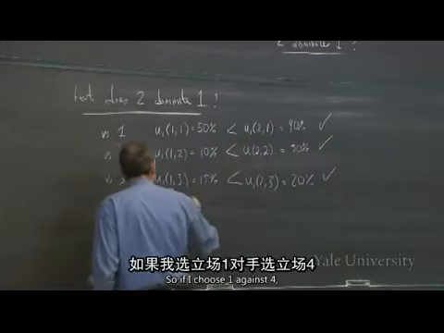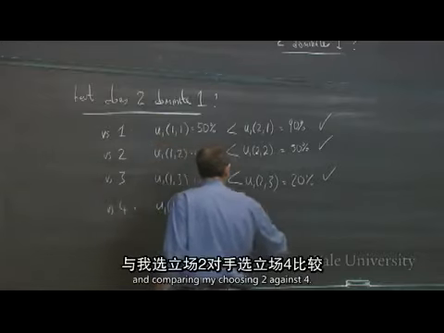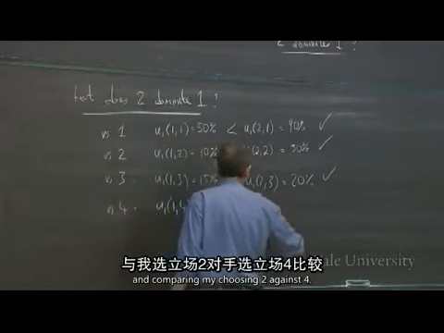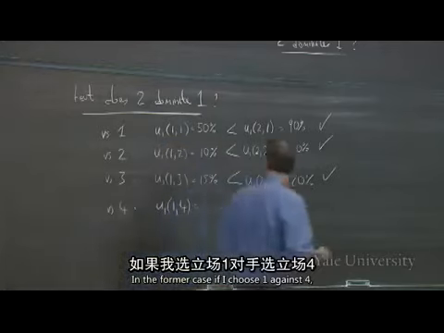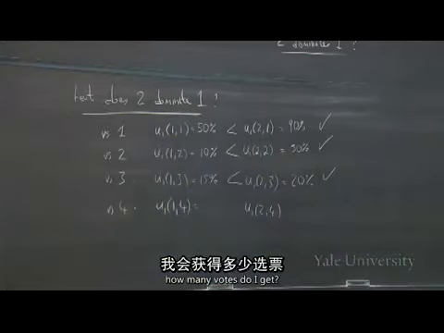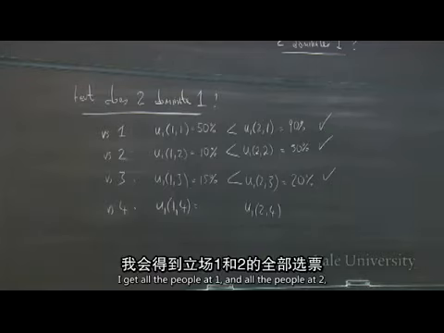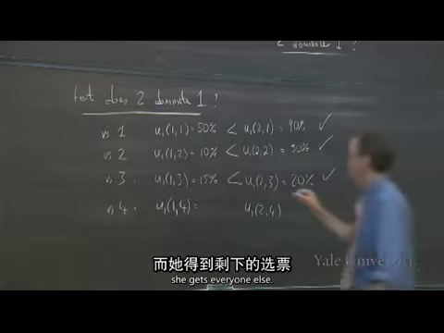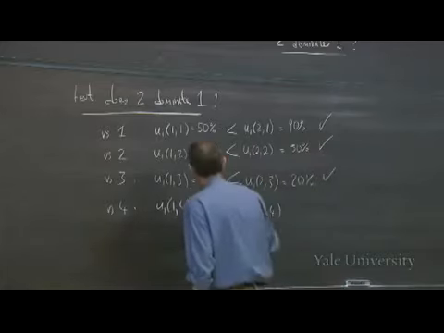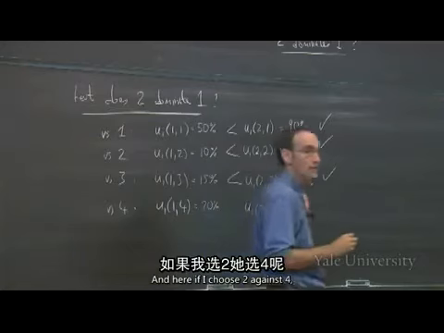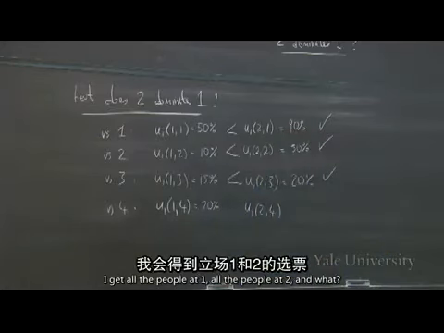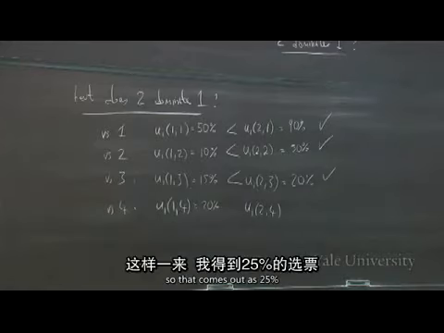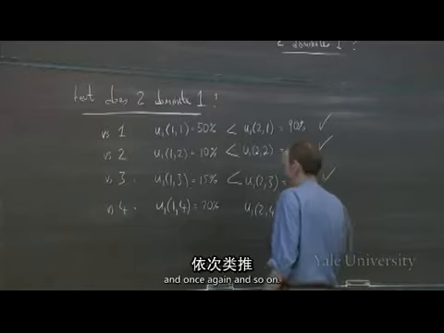So if I choose 1 against 4, and comparing my choosing 2 against 4, in the former case, if I choose 1 against 4, how many votes do I get? I get all the people at 1 and all the people at 2, right? So I get 20% of the votes. She gets everyone else. And here, if I choose 2 against 4, I get all the people at 1, all the people at 2, and what? Half the people at 3. All right, so that comes out as 25%. And once again, and so on.